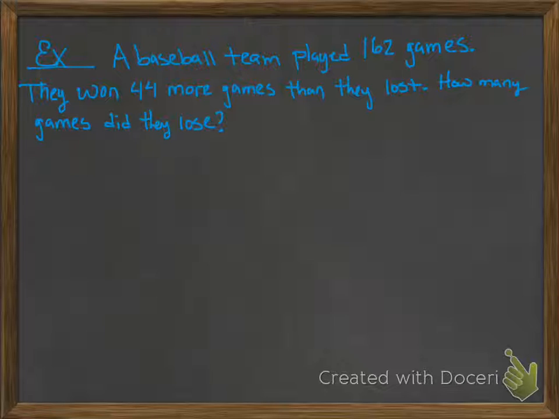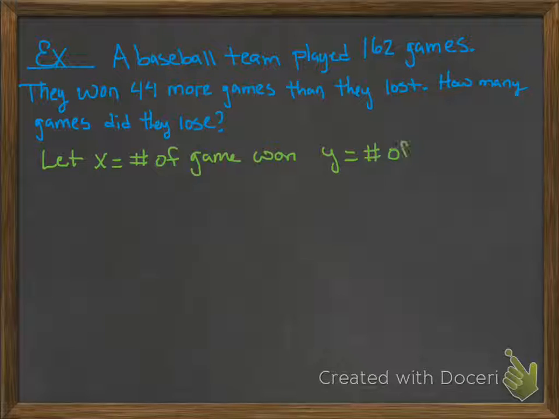So my first step is to create a let statement. So let x equal the number of games won and y equal the number of games lost. So a baseball team, I don't know why I said basketball, played 162 games. So that means that x plus y is equal to 162.